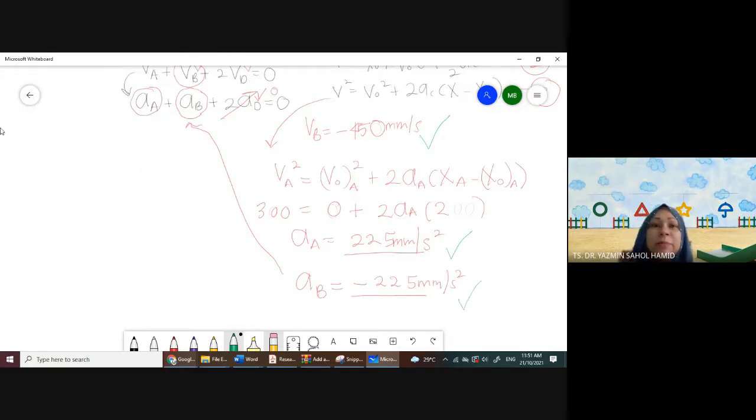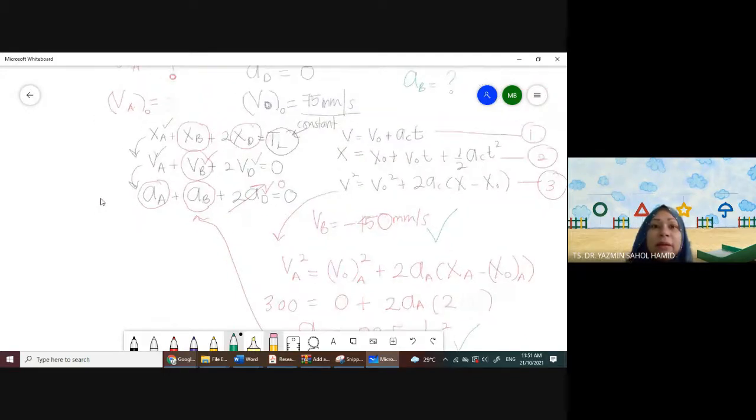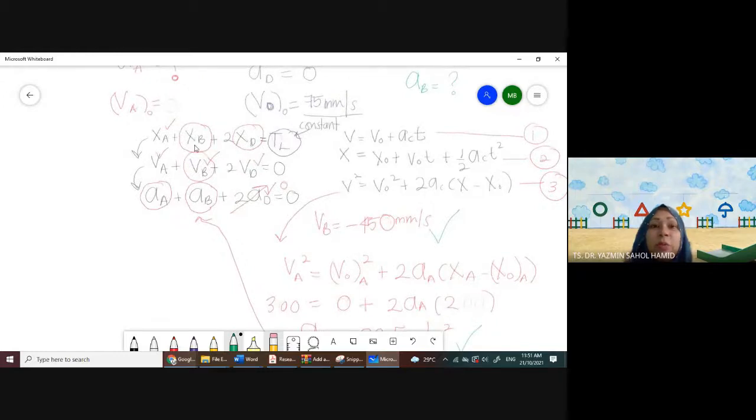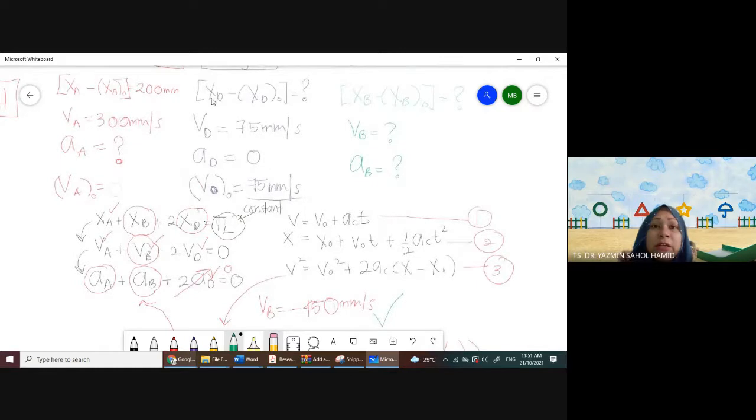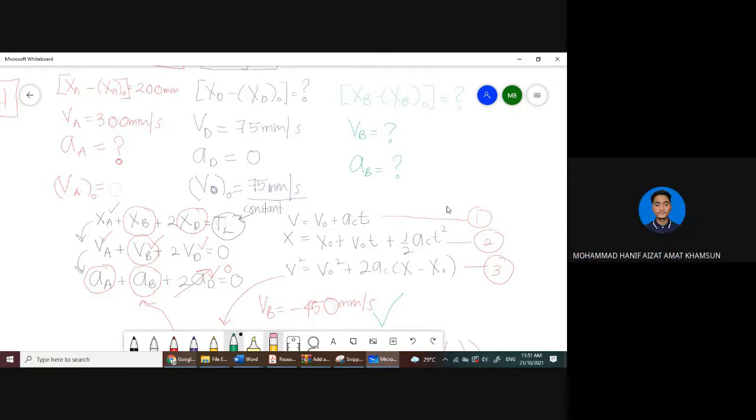Now the last part is we need to find the change in position for B. However, to do that, it means you need to find the change of position of D first. Now, for the change of position for D, which formula do you want to use? Equation 1, 2, or 3? Can you guess? Tell me. It's okay if you get the wrong answer. Three. We will discuss. Which one?